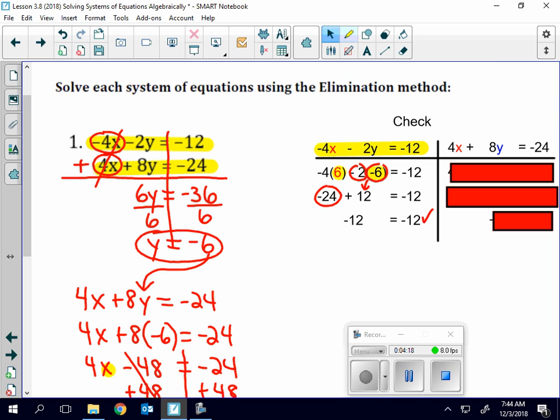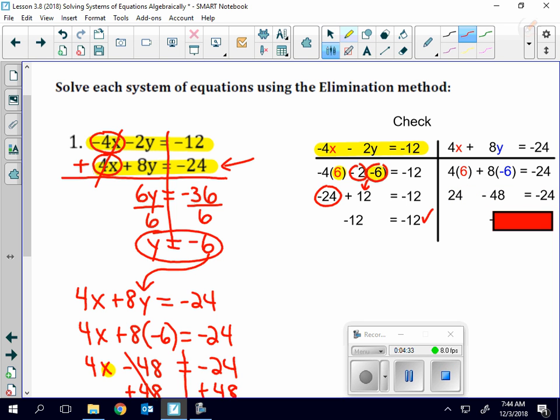So 4x plus 8y equals negative 24. That's our second equation, right? I'm checking both equations to make sure it works. All right. Plug in 6 for x and negative 6 for y. I get 24. It's 4 times 6 is 24. And then positive 8 times a negative 6 is a negative 48. And when I add those two up, I get negative 24. The right side already said negative 24. I'm not going to check every single one, but I want you to see that's how we can check it to make sure we have the right answer.